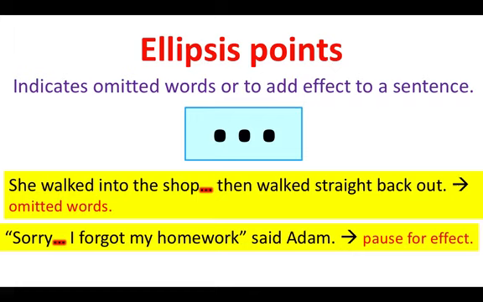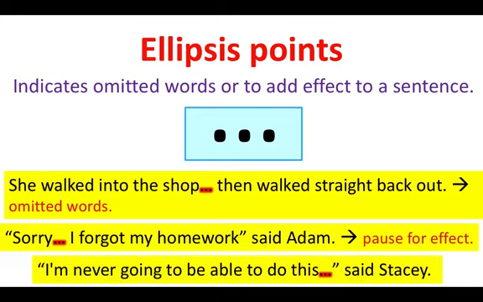"Sorry, I forgot my homework," said Adam. This sentence shows us where ellipsis points have been used to create a pause for effect. Another example is, "I'm never going to be able to do this," said Stacy.